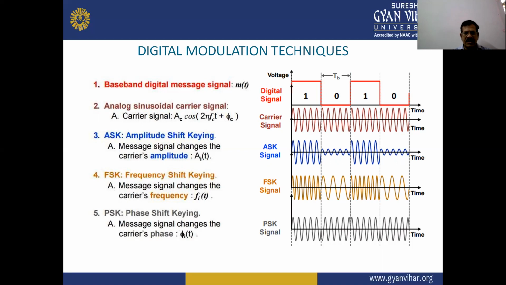Fourth is FSK, frequency shift keying. In frequency shift keying, a message signal changes the carrier frequency. So here the frequency is changed in the FSK signal, which is waveform number 4. And number 5 is PSK, phase shift keying. A message signal changes the carrier phase in the PSK, or phase shift keying, modulation technique, in which the phase shift is changed with time.